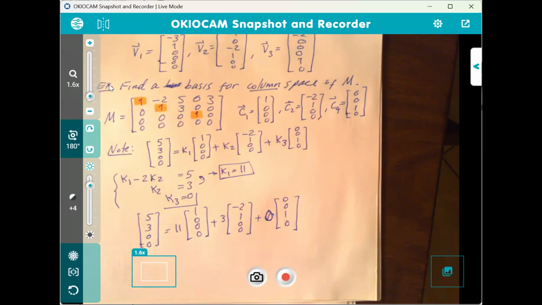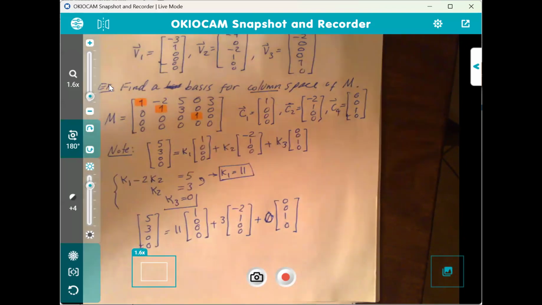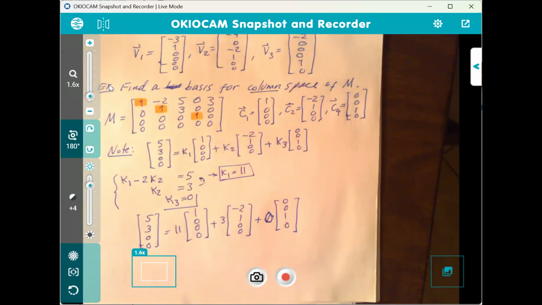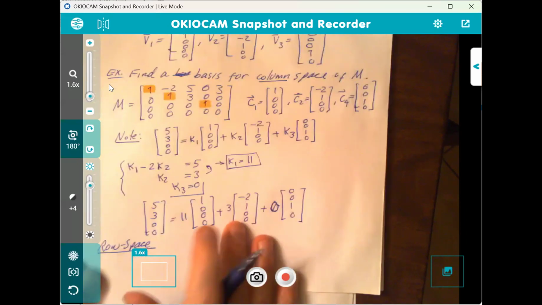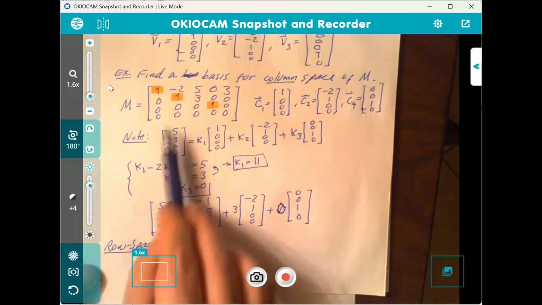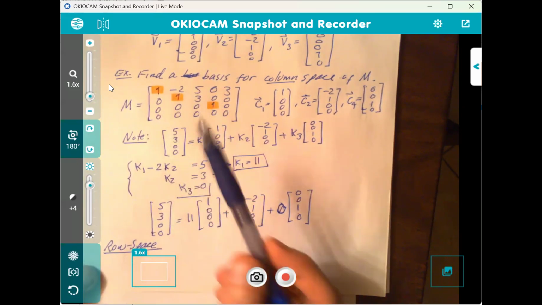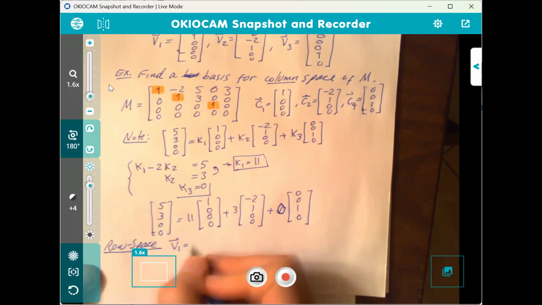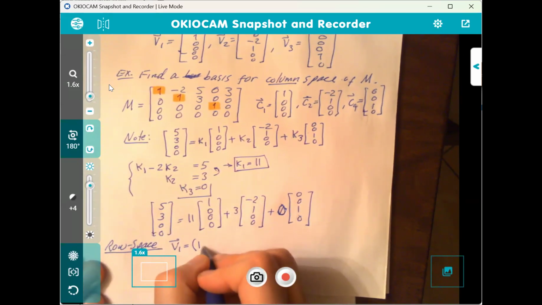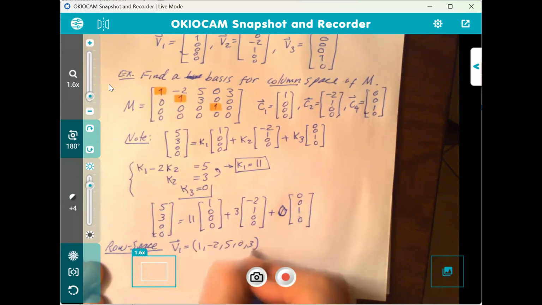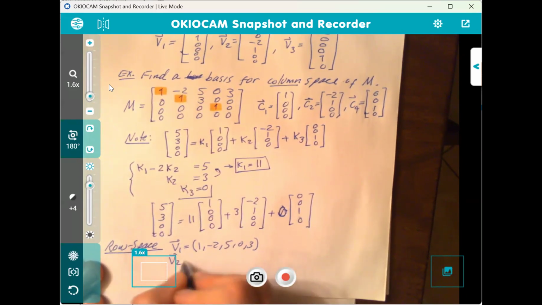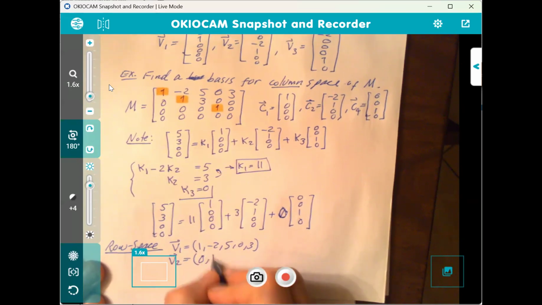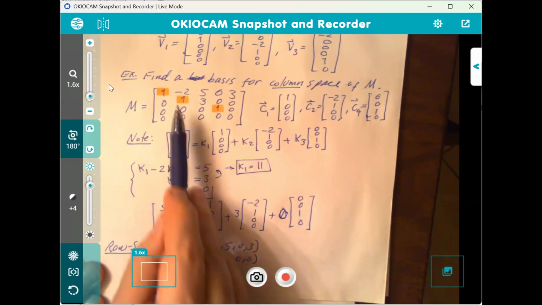Column space is the number of independent columns in the matrix. Now, what does the row space look like? Let's do our row space for that matrix. The row space is going to be, again, just the rows with the leading one, right? So here's my first basis vector. It's going to be the first row, 1, negative 2, 5, 0, 3. The second vector in the basis is 0, 1, 3, 0, 0. Right? That's the second row.